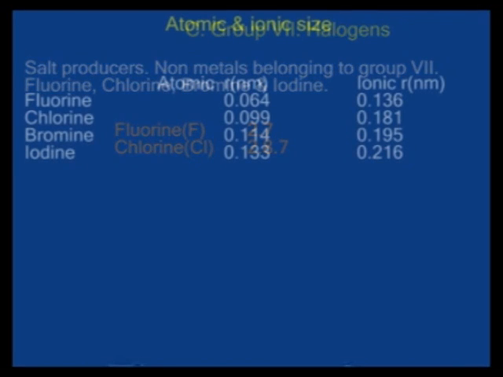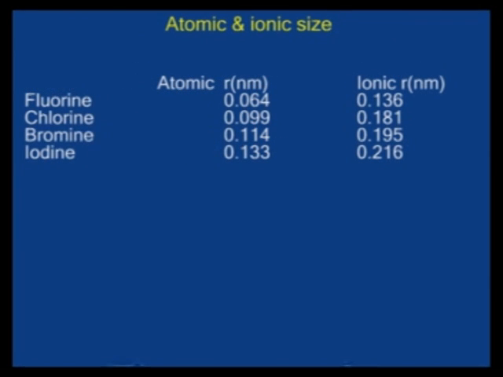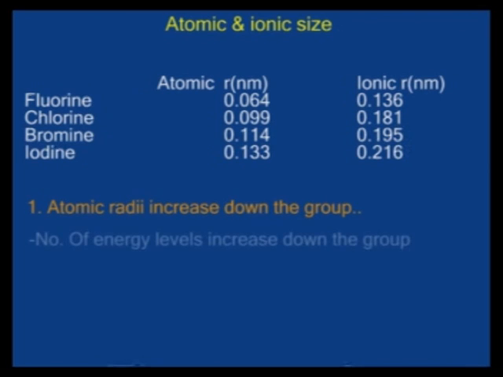Turning to the atomic and ionic radii, the table on the screen now shows the atomic and ionic radii for the 4 halogens. Now if you look at that table, look at the column on atomic radii. The atomic radii increase down the group. Why? Just as we had explained on alkali and alkaline earth metals, this is because as you go down the group, there is an additional energy level which culminates into an increase in the radius of the atoms.